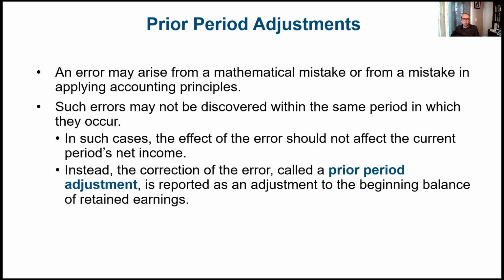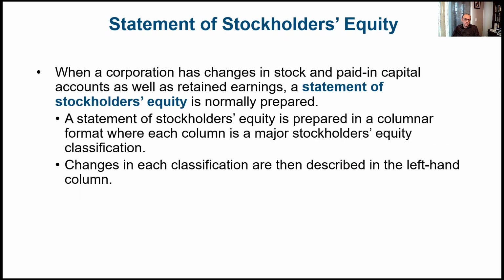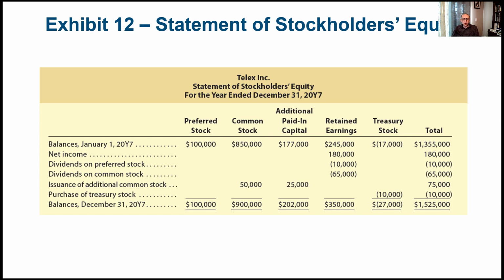Now let's talk about the statement of stockholders' equity, which is something that we've seen before. When a corporation has changes in stock and paid-in capital accounts as well as retained earnings, a statement of stockholders' equity is normally prepared. A statement of stockholders' equity is prepared in a columnar format where each column is a major stockholders' equity classification. Changes in each classification are then described in the left-hand column.